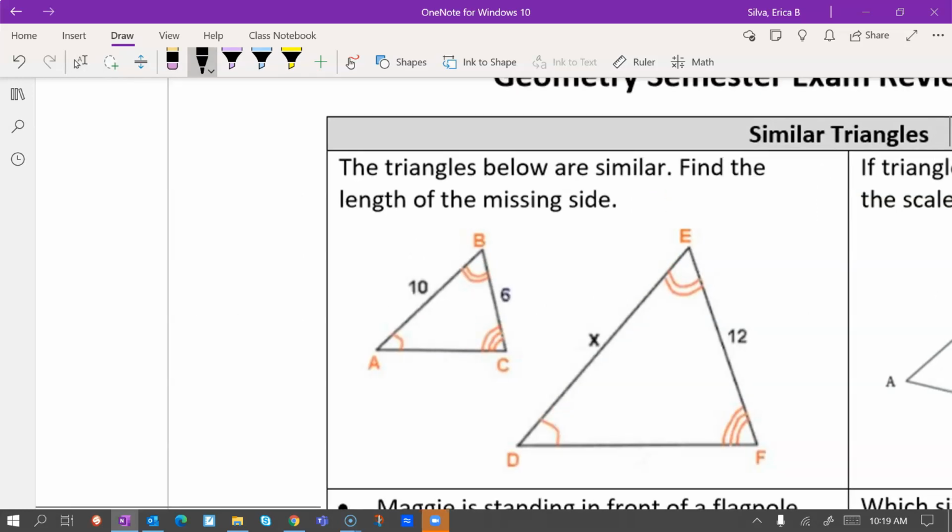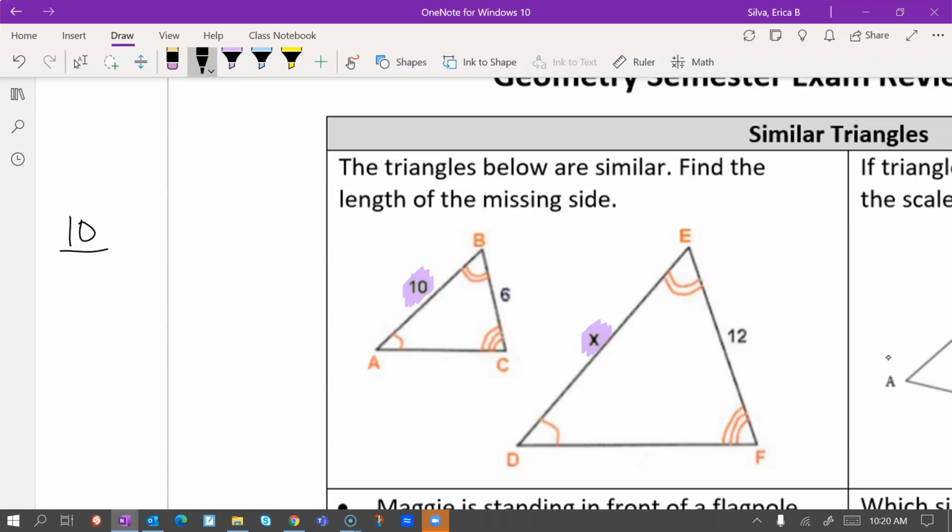So we have the triangles below are similar. In order to find the value of x, you want to start with one side. We're going to start with AB, and the corresponding side on the other triangle is x. We know that because this is one arc, this is one arc, this is two arcs, and this is two arcs. That's how you can find the corresponding side.